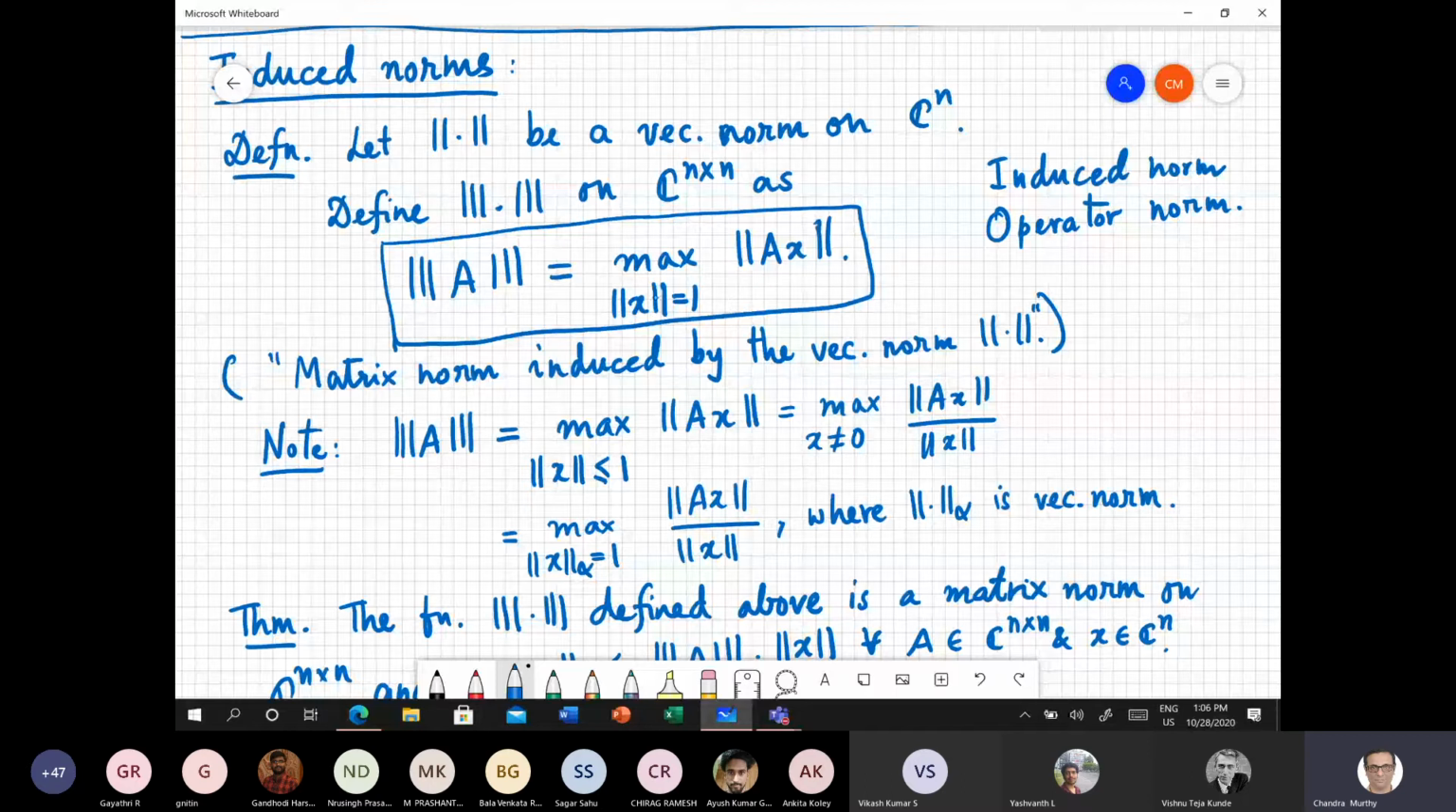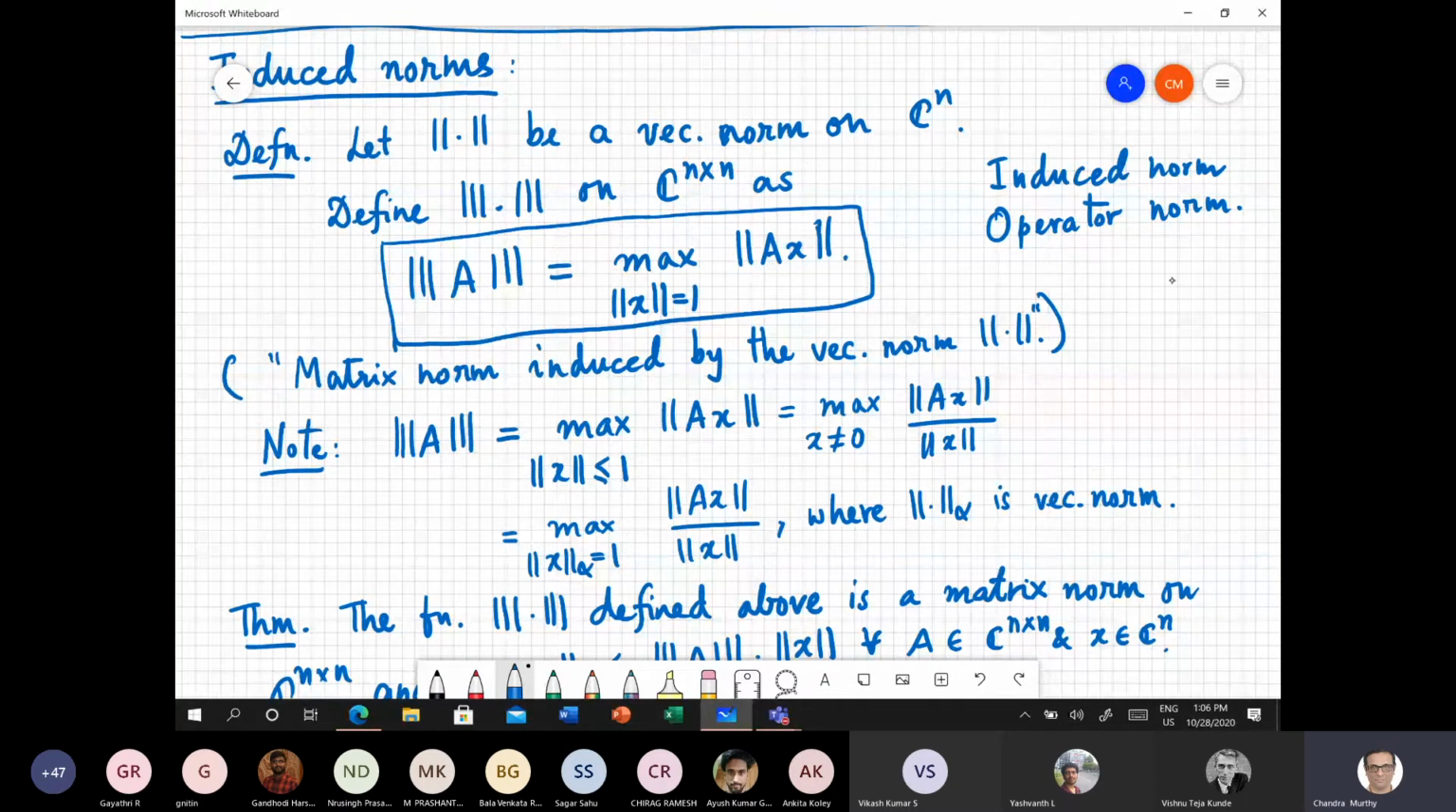By definition, this is the max over all vectors x such that norm x equals 1. I have to find this norm Ax. I search over all vectors which have unit norm and find the vector that maximizes the norm of Ax. Now, instead of searching over all vectors x such that norm of x equals 1, suppose I search over all vectors for which norm of x is less than or equal to 1.